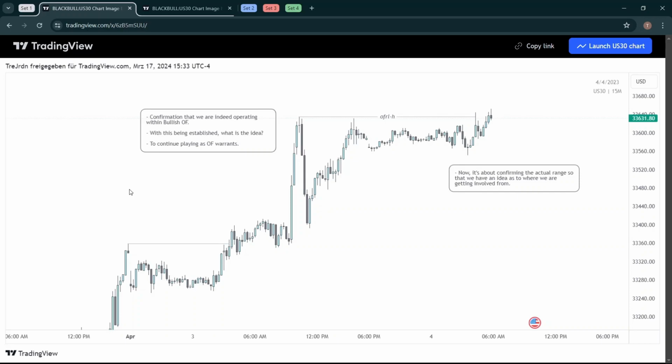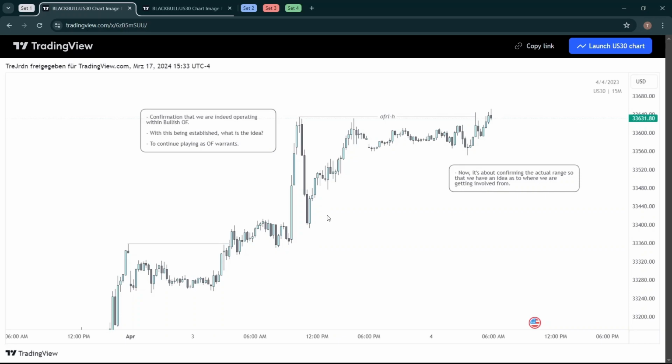What we can see, if you just zoom out, or just shut your eyes, or just close off your brain for a moment and just look and see what is actually happening. I can see a high being cleared, and I can see a high being created. So the idea is that if we clear a high, and then proceed to clear intermediary highs, respecting lows, then it speaks to the fact that we could be operating within bullish conditions.